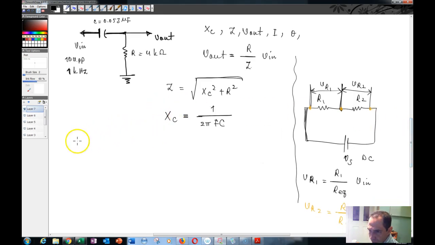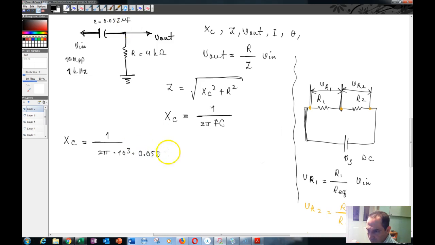So your X of C is equal to 1 over 2 pi FC. F, the frequency, is 1 kilohertz, so it's 10 raised to the power 3 hertz, and your capacitor is 0.053 microfarad.